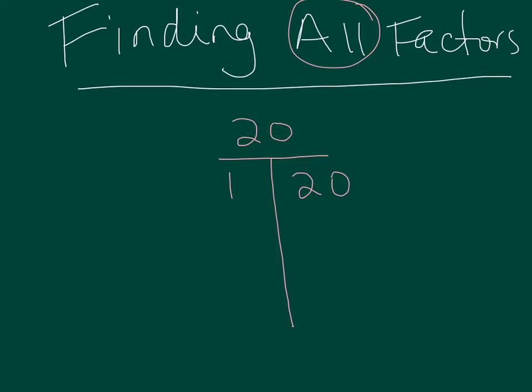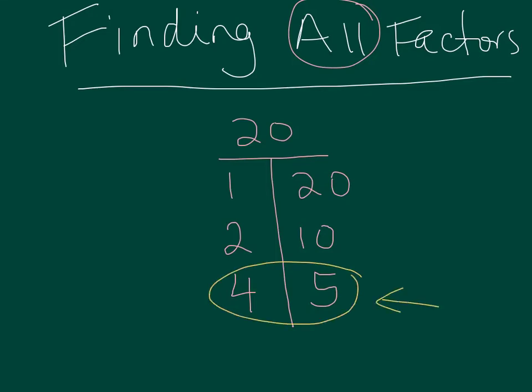of 20? 20 is even, so I know 2 goes in, and 2 times 10 is 20. 3 doesn't go in, so I can pass that one. 4 goes in 5 times. What I can see when I do this is I know I've gone through all of the factor pairs that could possibly get me to 20, because I see that these 4 and 5 are right next to each other. So that means the next number I would try would be 5, and that's already on this side of the column. So I'm all finished. So these numbers right here, 1 and 20, 2 and 10, 4 and 5 are all my factor pairs of 20.